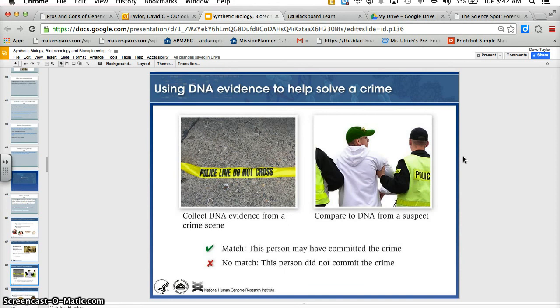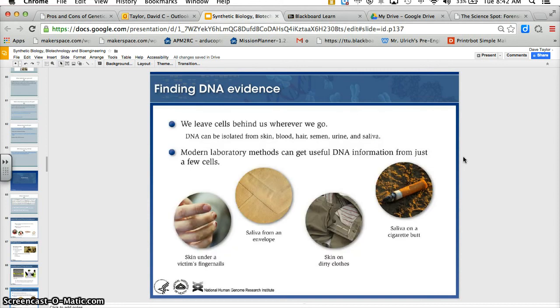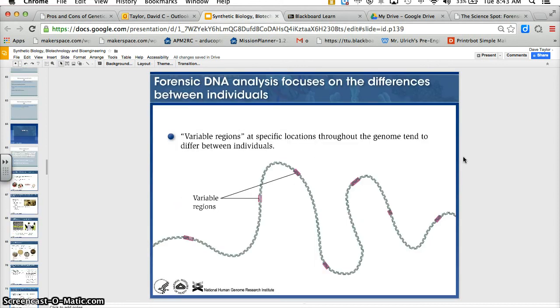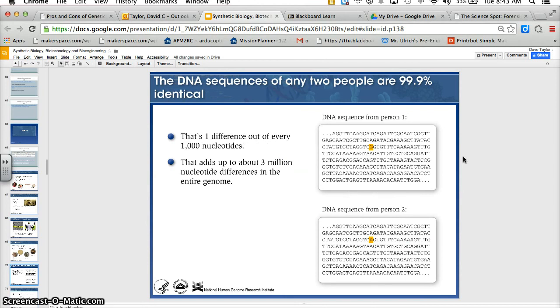Using DNA evidence to help solve a crime, they can collect DNA. They can determine if a person is that person or not based off of their individual specific DNA. And they can collect DNA from any human fluid, skin cells, etc. They can find that on a variety of things. Now, the DNA sequence of any two people is 99.9% identical, and here's an example of this DNA sequence. Just one letter is different in this genome here.